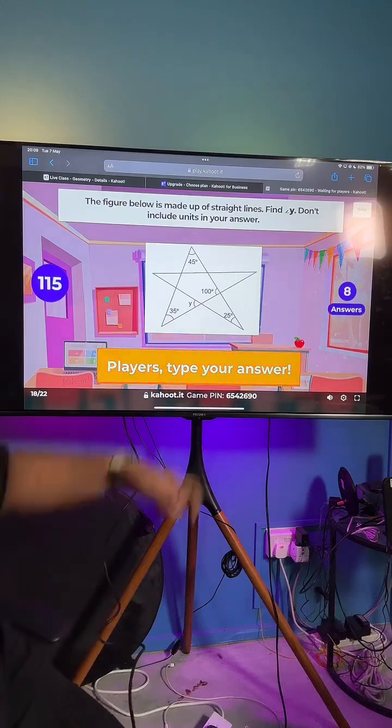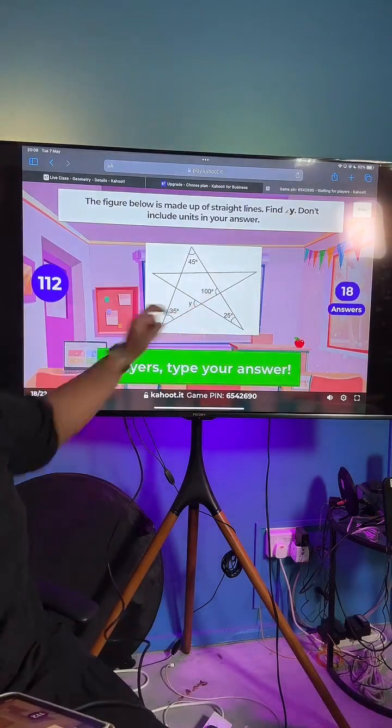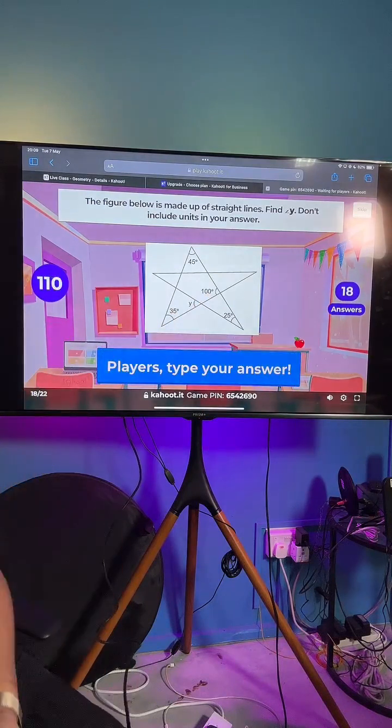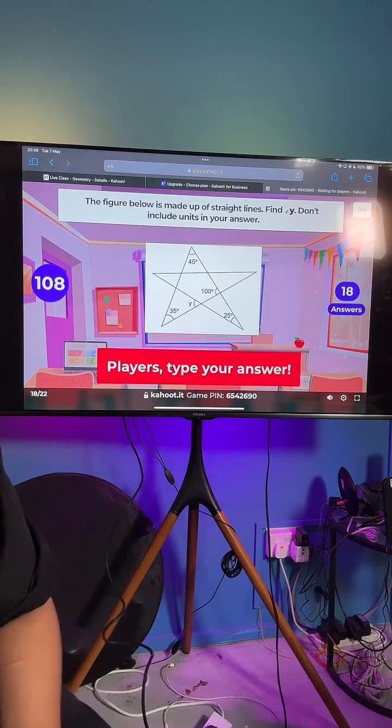Alright, question 8B. Now find angle Y. We already found that X is 100. Now you find angle Y. You have 2 minutes to solve this.